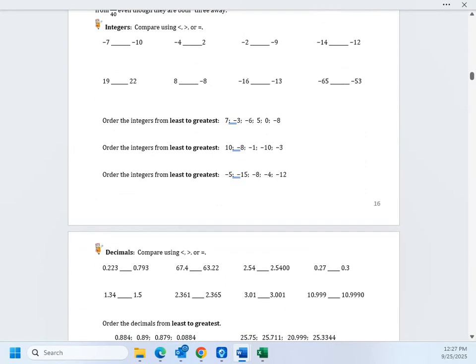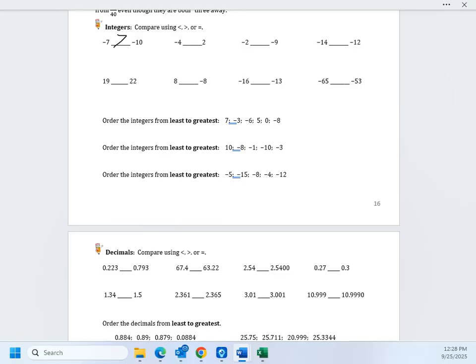So the first part, we're just using our symbols: less than, greater than, or equal to. If we look at our first one, -7 compared to -10. Less than, greater than, or equal to? Who has a guess besides Henry? I think more of us know. -7 compared to -10. Ellen? All greater than.